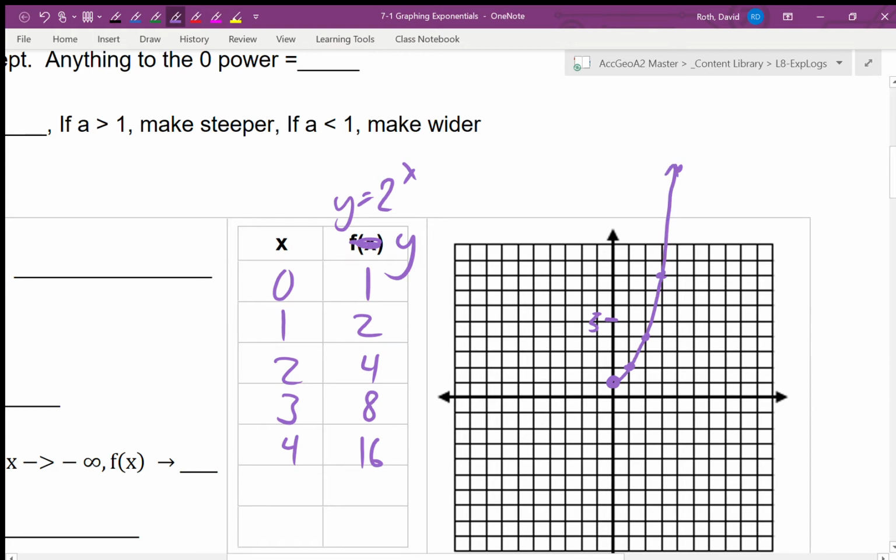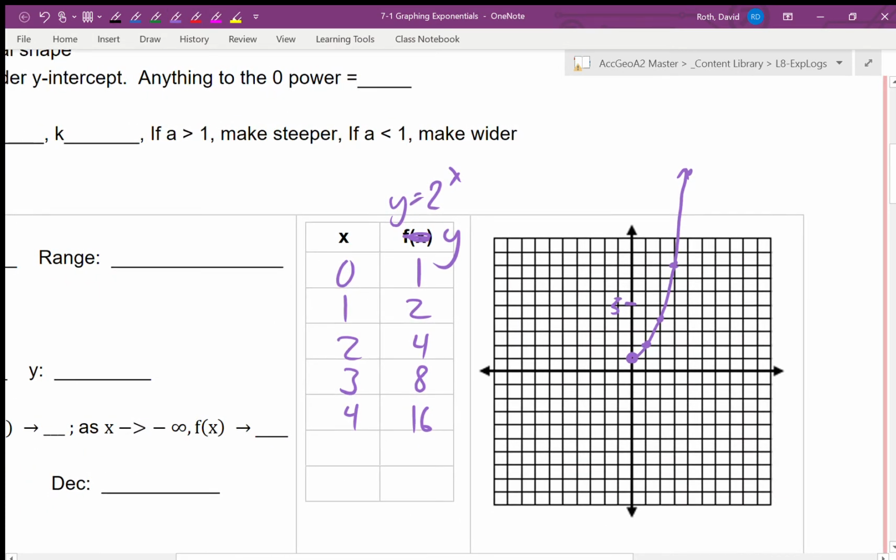And then when we go the other direction, if I try to go to the negative side, I'll do it in red just for the heck of it. If I go -1, 2 to the -1 is the same as 1 over 2. And, okay, so we're here. And then 2 to the negative, I don't know, I'll just say -3, which means 1 over 2 cubed, which is 1 over 8. So it's really, really small right here.